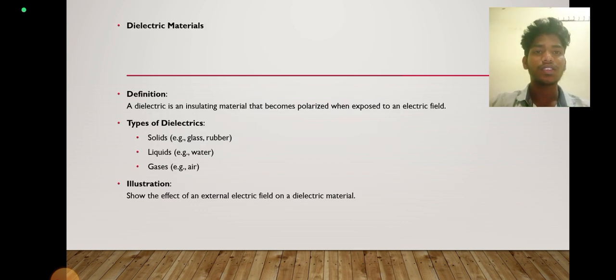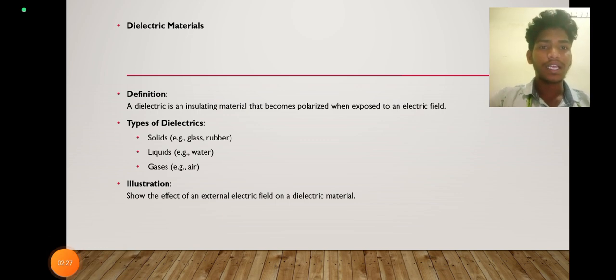Here we can see what dielectric materials are. Definition: a dielectric is an insulating material that becomes polarized when exposed to an electric field. When we expose a dielectric material to an electric field, it becomes polarized.